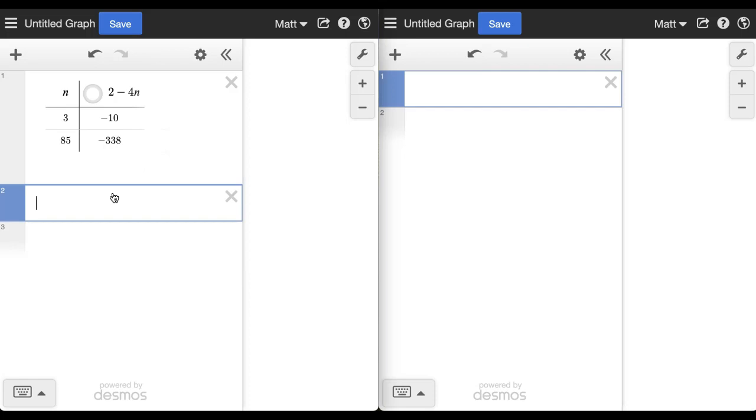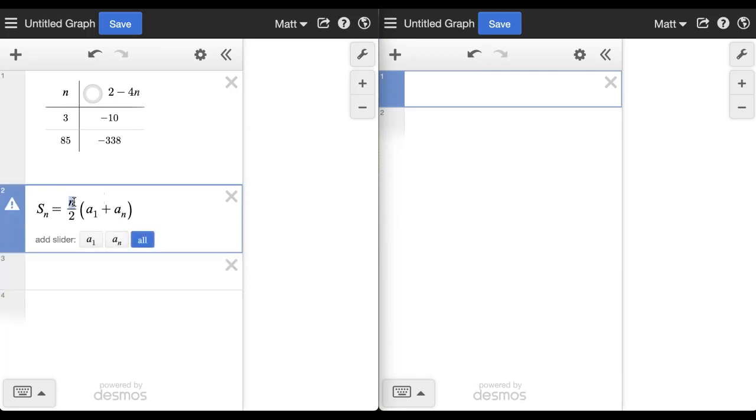Now, there is a formula. You do have to recognize this is an arithmetic series. All right, so the 2 minus 4n, this is linear in nature, so it means it's arithmetic. Your common difference is -4. So the formula for the sum of arithmetic series is this. Hopefully this looks familiar. So it's a total number of terms divided by 2, multiplied by the first and last term added up.